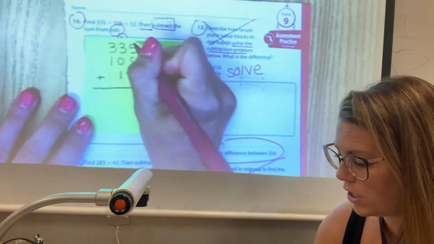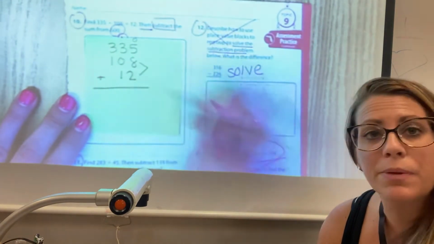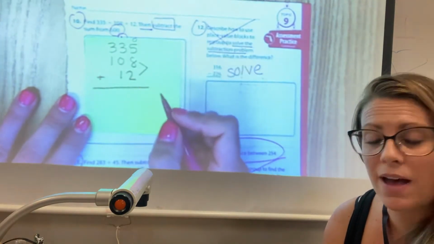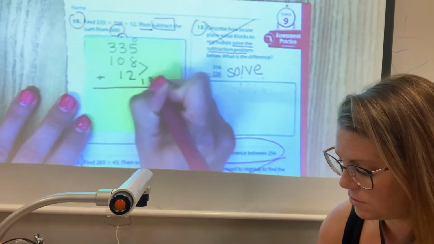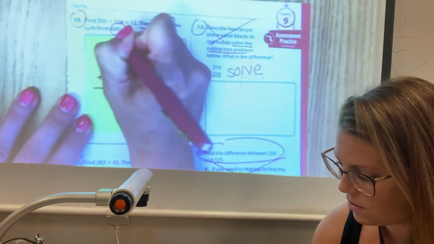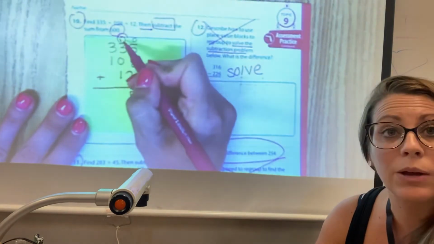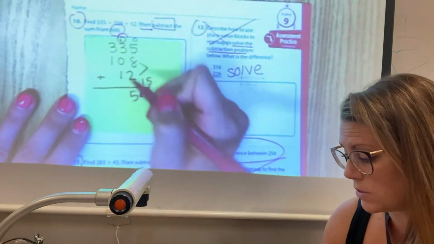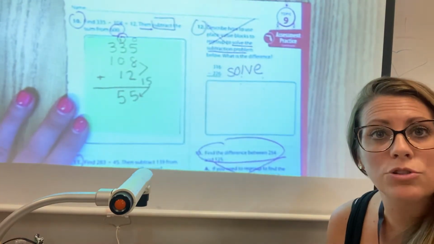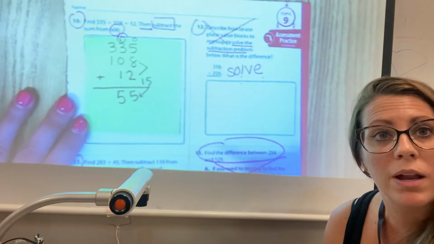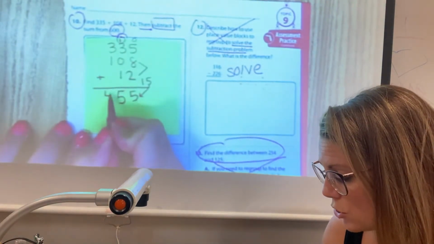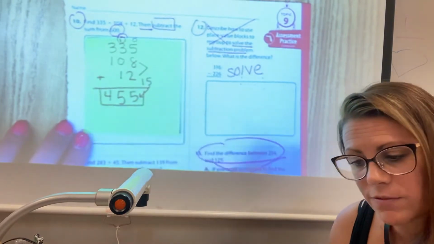So when we look over in our ones place, we know 8 plus 2 equals 10, and 10 plus 5 equals 15. Remember, we put down the 5 and we carry the 1. 3 plus 1 equals 4. 4 plus 1 equals 5. Then we're moving on over to the hundreds place, and we have 3 plus 1. And 3 plus 1 equals 4. So you should have gotten 455 to start with.